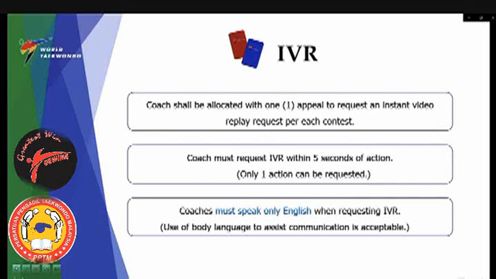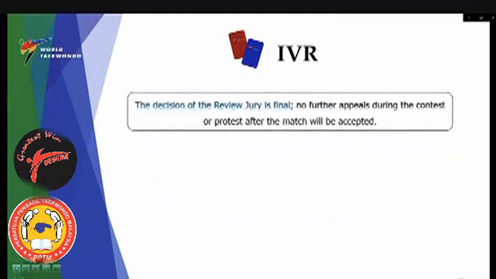And coaches must speak only English when requesting video replay. You may use body language to assist in communication. So for example, you can say no gamjan, or no gamjan for grabbing, opponent was pushing. Whatever you want to communicate, and you want to use body language, it's acceptable. The decision of the review jury is final. So that means once a situation has been reviewed, no further review will be done.